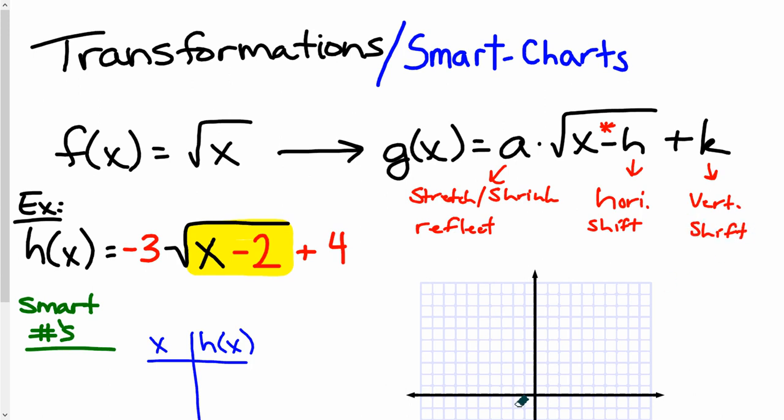So that's going to move the function up or down. The good thing about k is k doesn't tell a lie. If it says plus a certain number, you move the graph up a certain number. If it says minus a certain number, you move the graph down a certain number, okay?